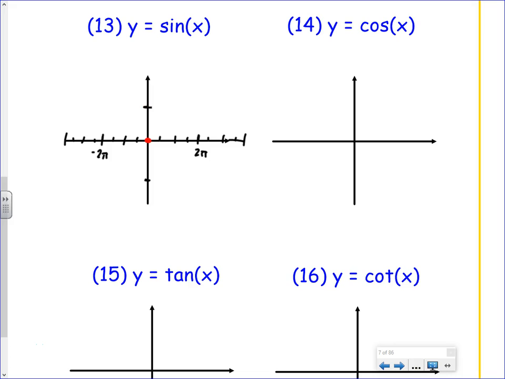Sine of 0 is 0. Sine of pi over 2 is 1. Sine of pi is 0. Sine of 3 pi over 2 is -1. And sine of 2 pi is 0. Perfect. Thank you.